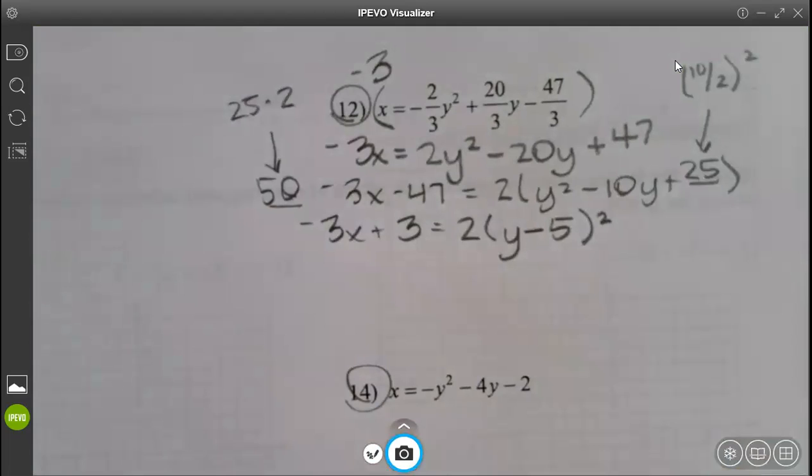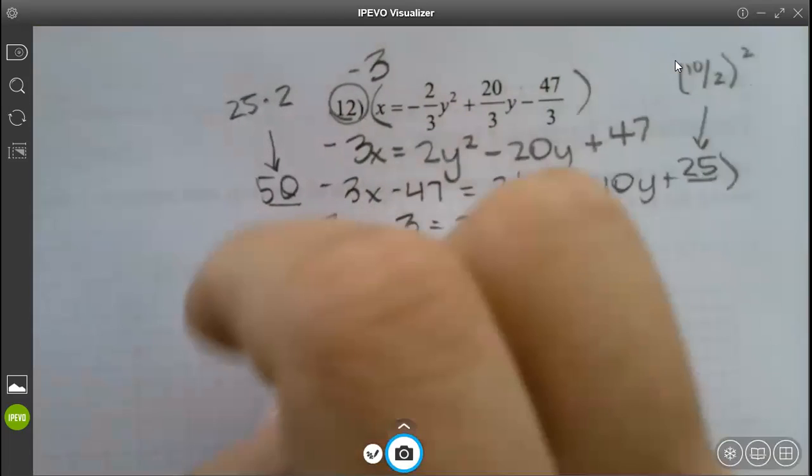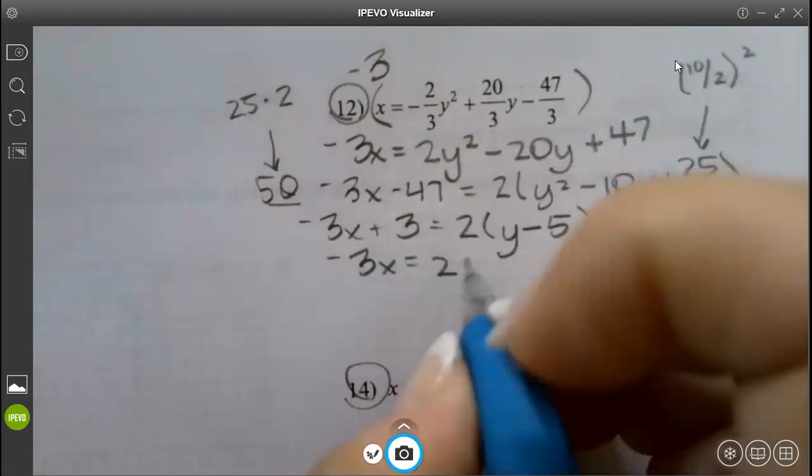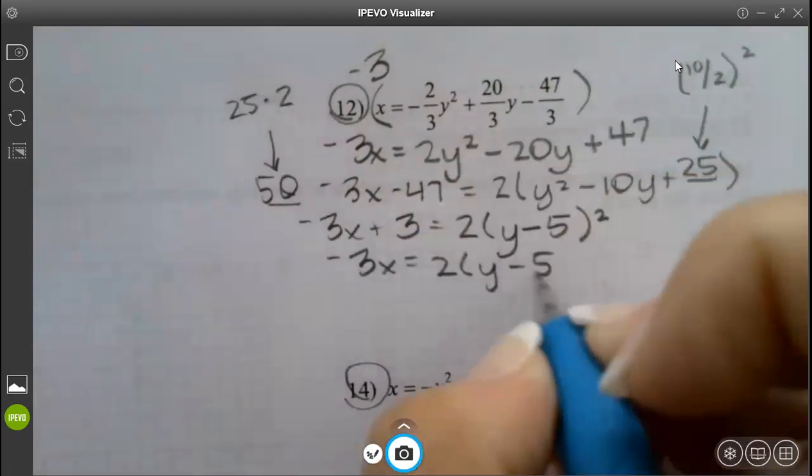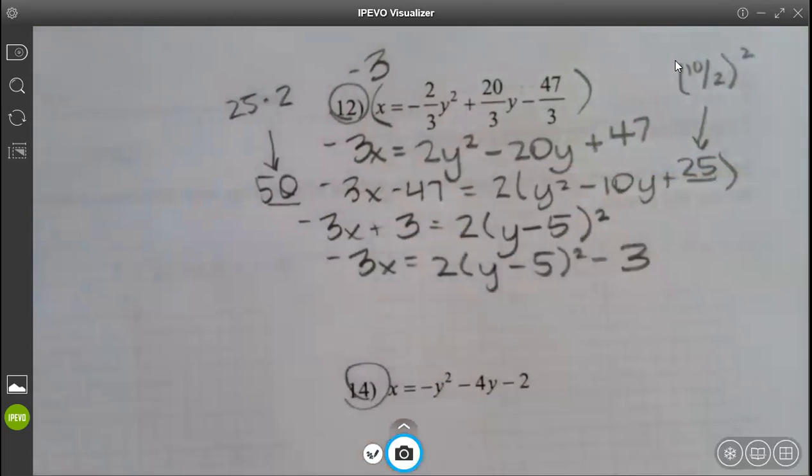Add your 3 to the other side, move it out of the way. We get negative 3x equals 2 times (y minus 5) squared. Move that 3. And then our last step is to divide by negative 3.